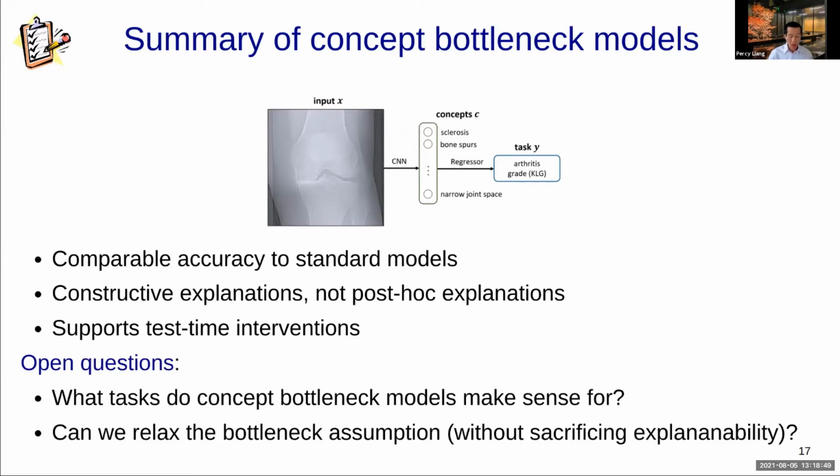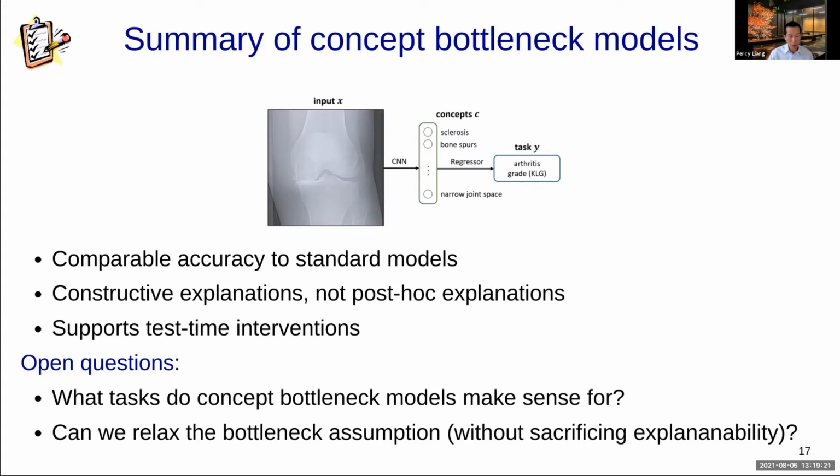Now, there are some open questions. We demonstrated this idea for two data sets. What else could we do? Can we relax the bottleneck assumption? There are definitely data sets, such as face recognition, where there are maybe not intermediate concepts that could help me tell whether an image shows a face.